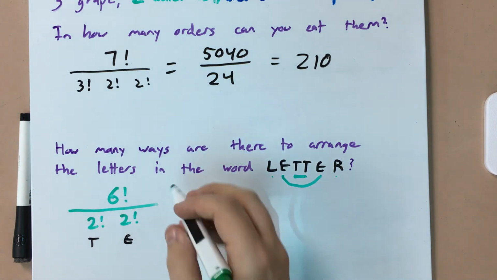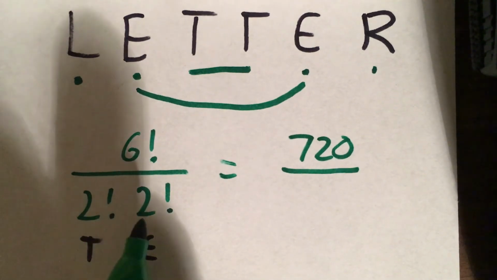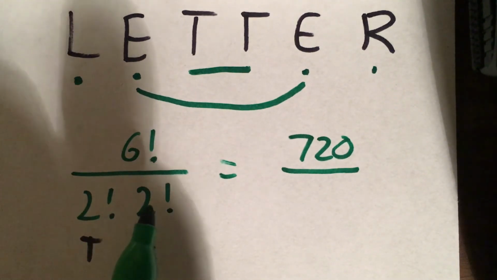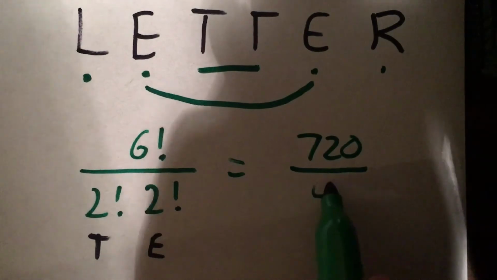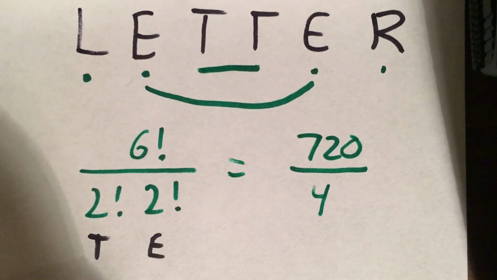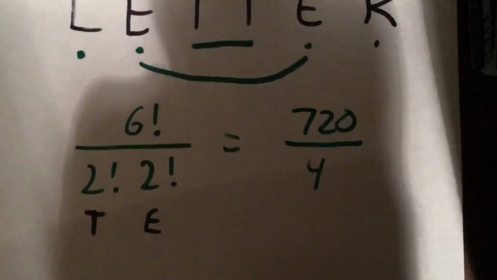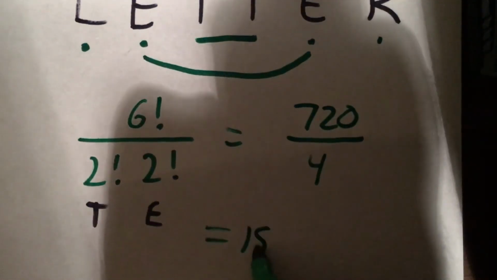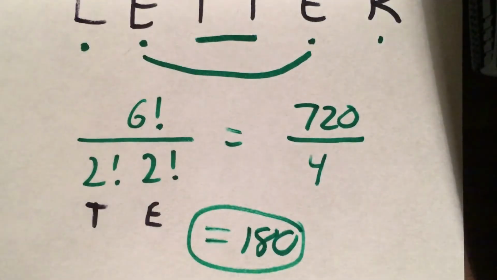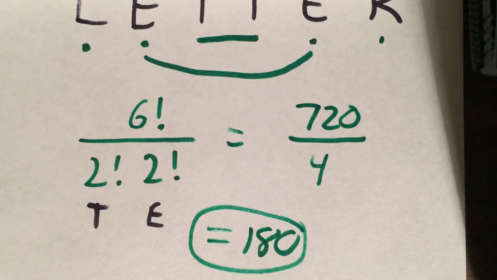So anyway, 6 factorial equals 720. That's the numerator of our fraction. Now for my denominator, 2 factorial is 2. 2 factorial is 2 again, and 2 times 2 is 4, which means my answer for how many arrangements there are for the letters in the word letter is going to be equal to 720 divided by 4, also known as 180 orders. So that was the other example of duplicate items.